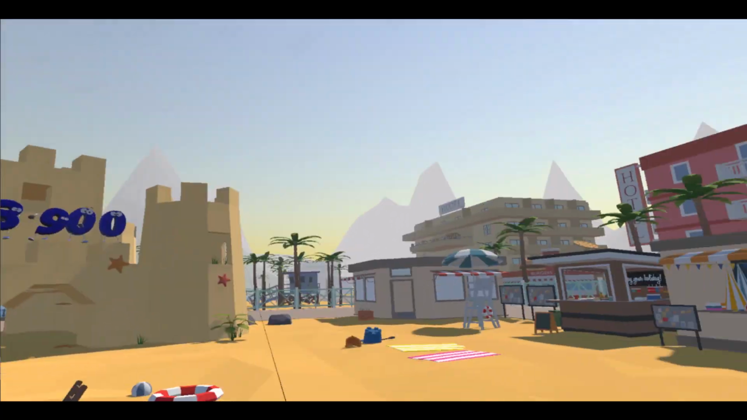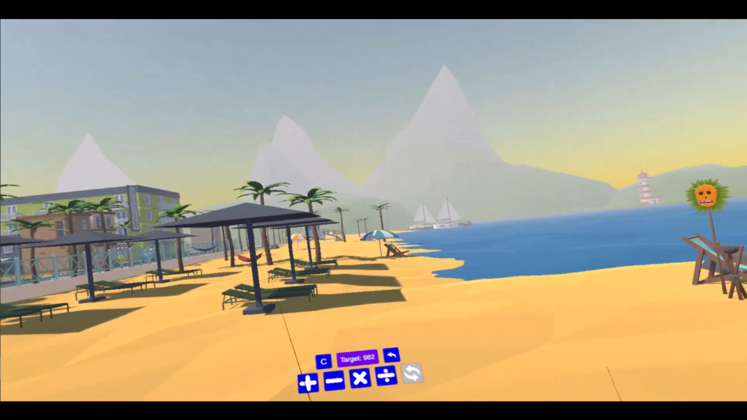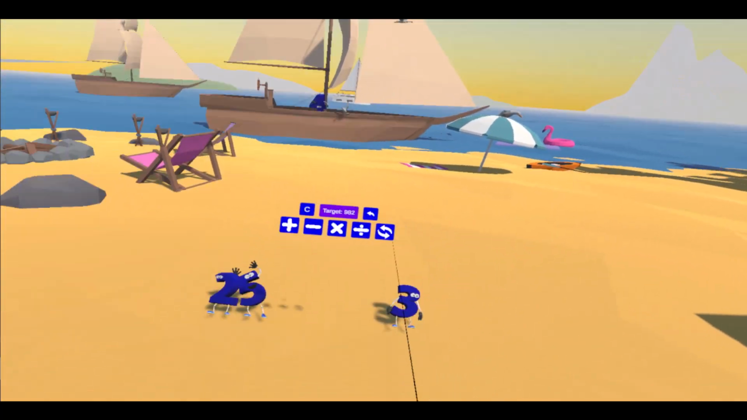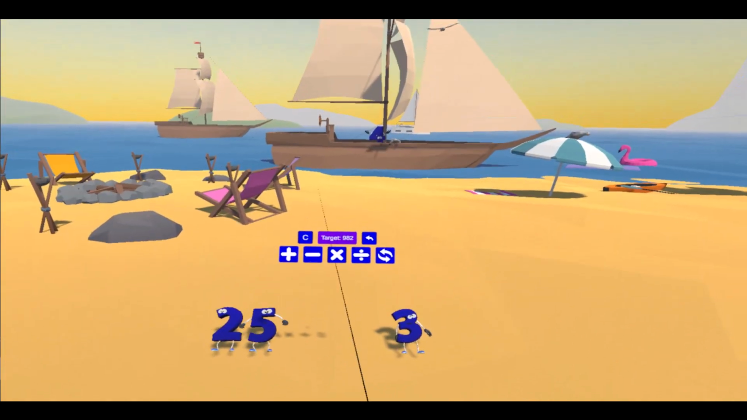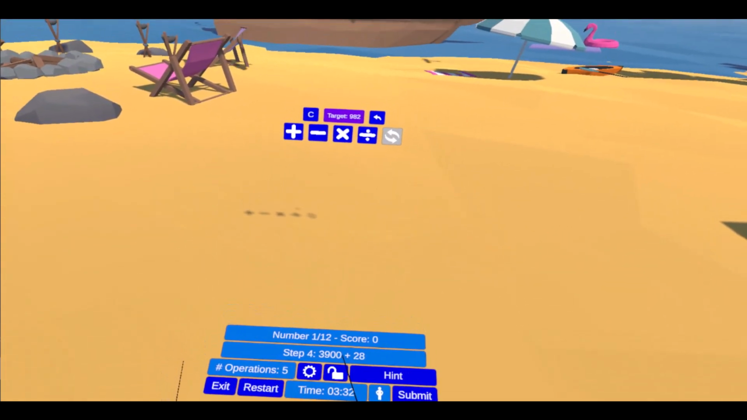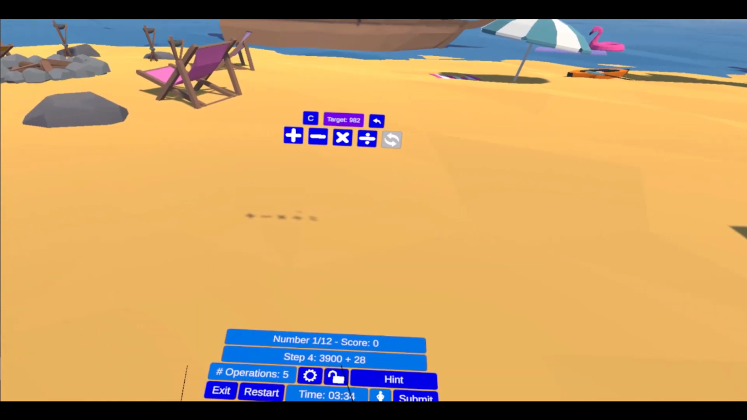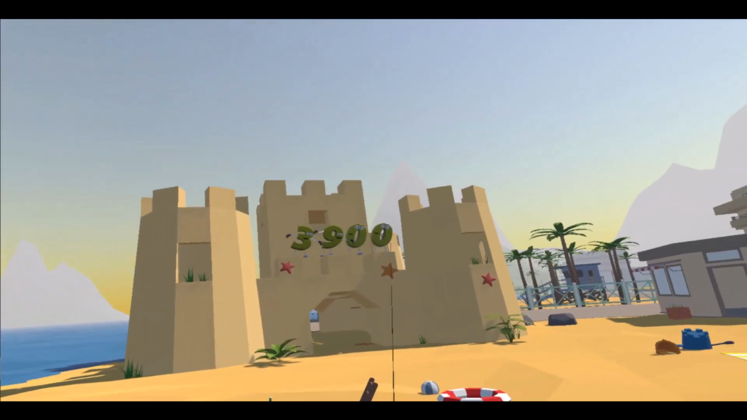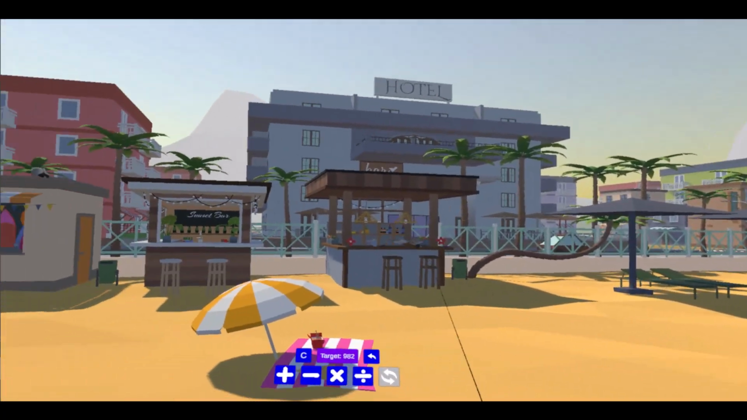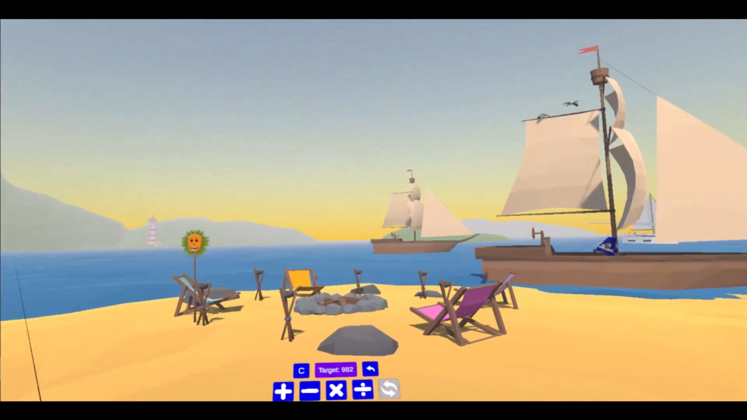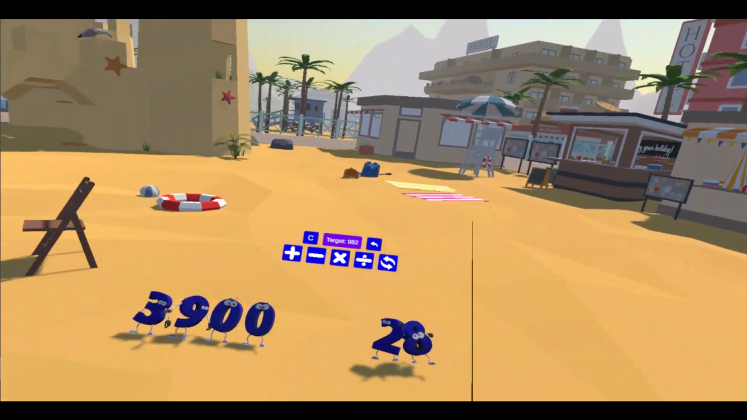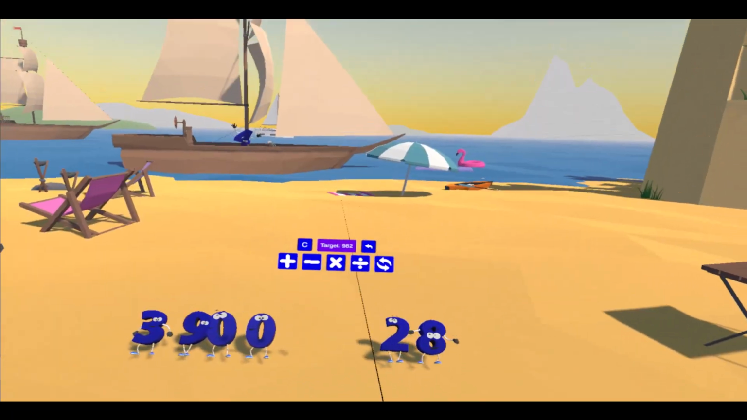Now the whole idea behind this is that it gives the player scaffolding. You can help them, you know, basically learn. So 3 plus 25 gives me 28. So my next step is 3900 plus 28. Divide my 28. There. 28. And it's a plus.